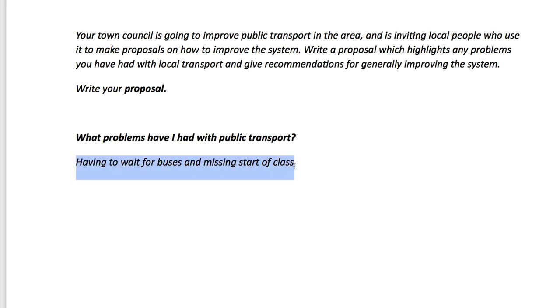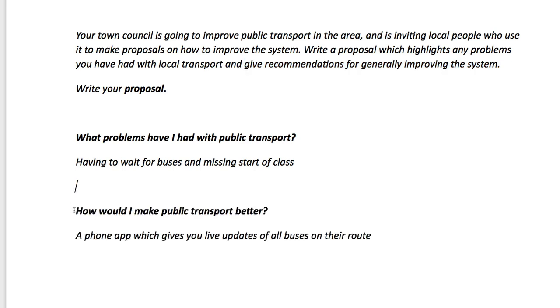The CAE or any Cambridge English exam is not a test of how creative you are with ideas, it's a test of your English. Do not waste time when you are writing the plan of your proposal. Do not waste time in trying to come up with an amazing idea. Just write down the first thing that comes into your head and move on to the next part. Give recommendations for generally improving the public transport system. To write that out as my own question, it's how would I make public transport better? First thing that comes into my head, a phone app which gives you live updates of all buses on their route.